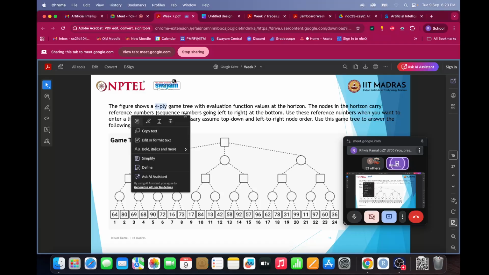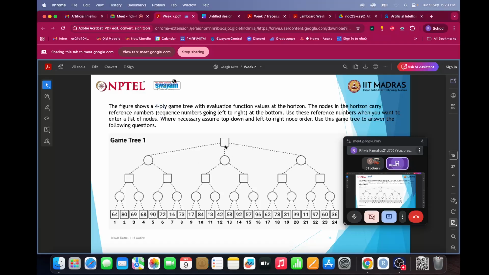So an n-ply game tree would have n+1 levels. Okay, 1, 2, 3, 4, and 5. And the leaf nodes, which are at the bottom level, have the evaluations done, and that is given to us. It is also called the horizon. The nodes in the horizon carry reference numbers, which are indicated at the bottom here, 1, 2, 3, 4 up till 24. So there are 24 nodes in the horizon, and we have to use this reference number to answer some of the questions whenever required, or to implement our algorithm.